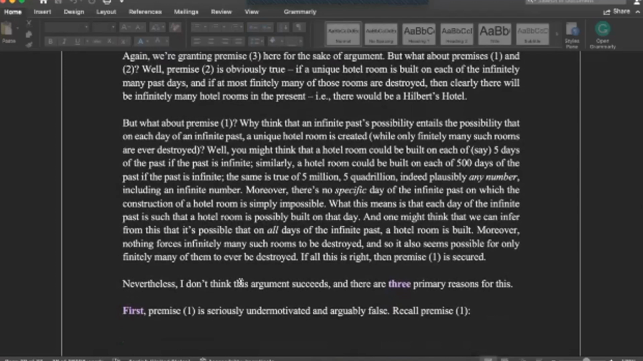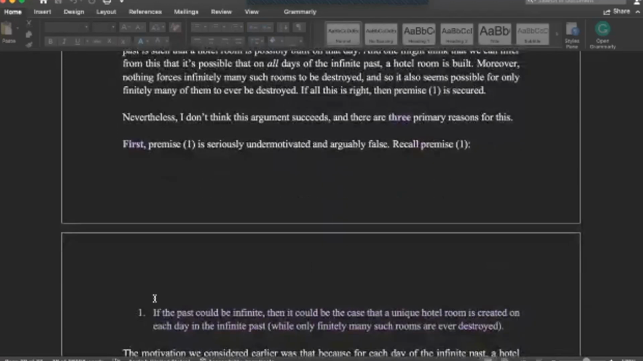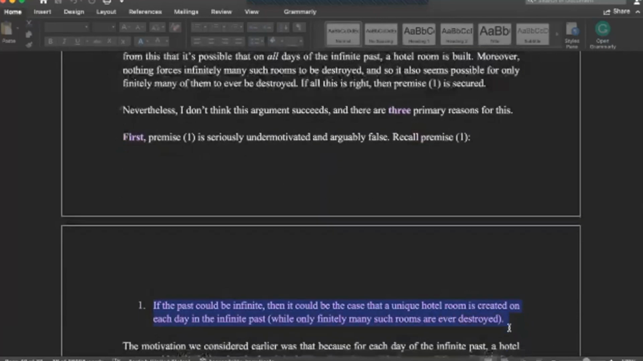First, premise 1 is seriously undermotivated and arguably false. So recall premise 1, right? Premise 1 is that link between the possibility of an infinite past and the possibility that on each day of the infinite past, a unique hotel room is created on that day, while only finitely many such hotel rooms are ever destroyed. It says that if the past could be infinite, then it could be the case that a unique hotel room is created on each day in the infinite past, while only finitely many such rooms are ever destroyed.